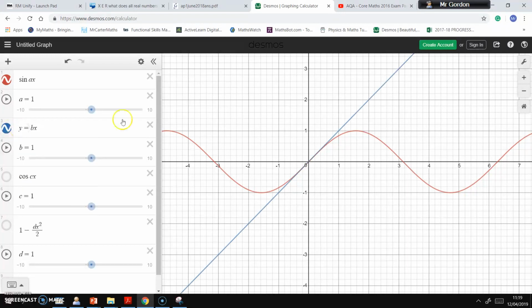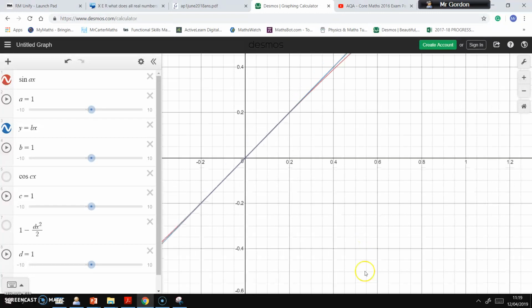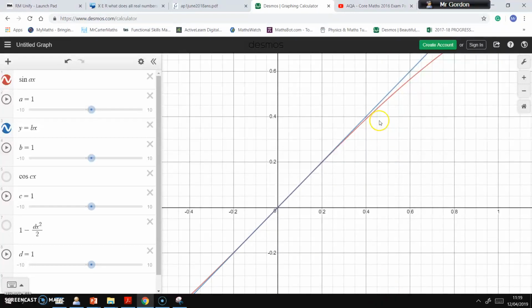Right, let's add it in. There we go. Can you see when theta is very small? Let's zoom in. When theta is very small, those two curves, the sine curve, which is the red one, and the line y equals x, are pretty much exactly the same. They start to diverge about here. So when theta is tiny, this is a pretty good approximation that sine x is just x. The same is true for cos x, and that approximation 1 minus x squared over 2.